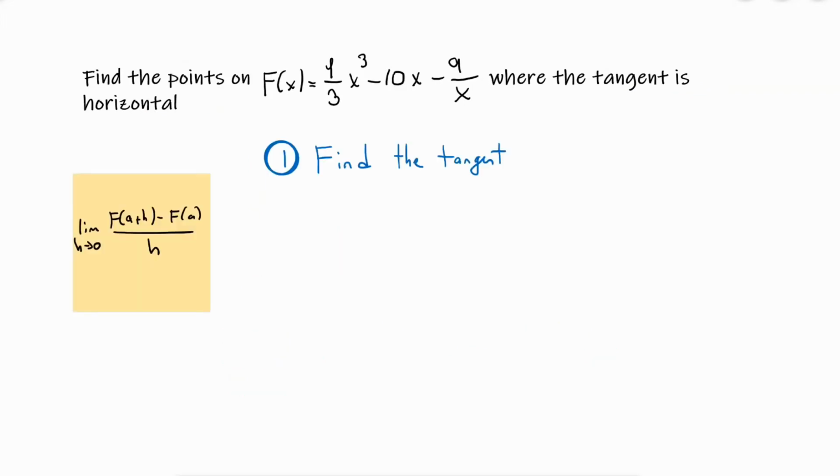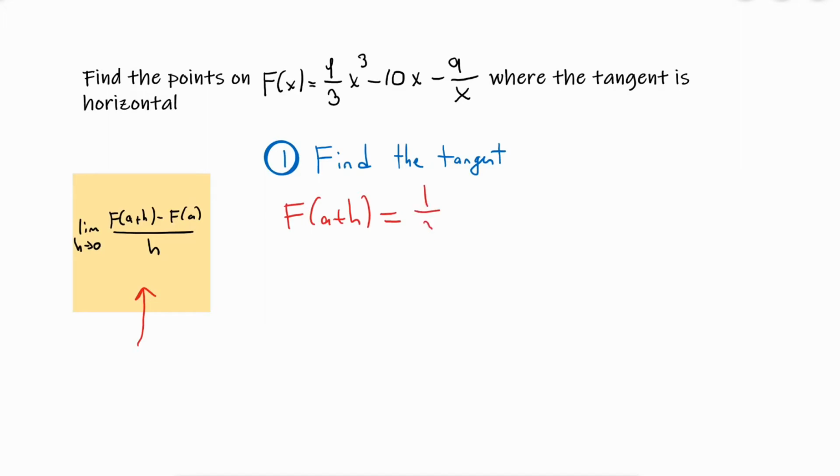The first portion I'm going to do is finding the slope of the tangent. So how do I do that? Unlike the other questions, it doesn't give you any x values. So I'm going to go ahead and use this formula, and I'm going to say my x is a. So I'm going to go ahead and apply this formula into the equation. My f(a plus h) would be me plugging in a plus h for the x into the equation.